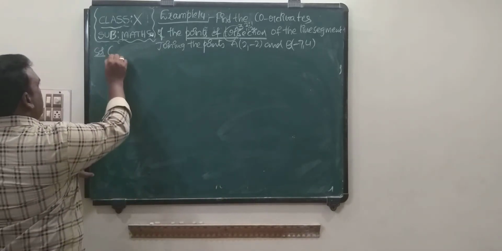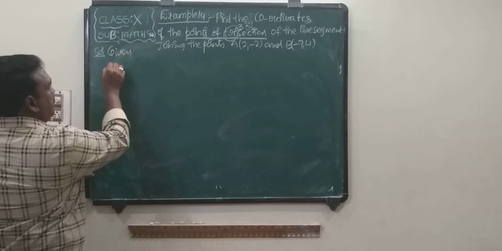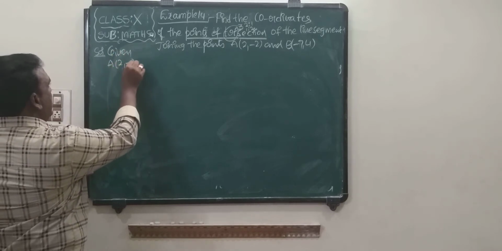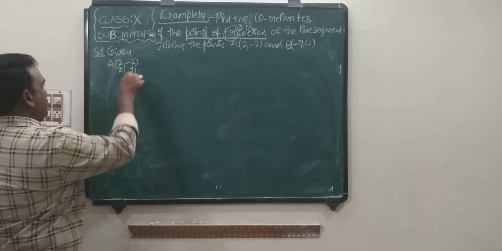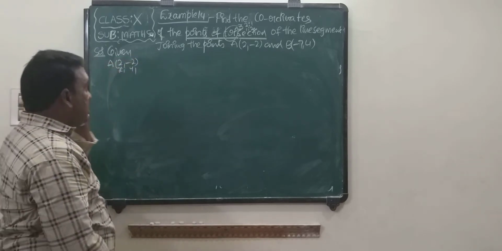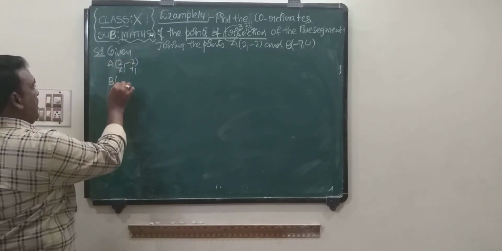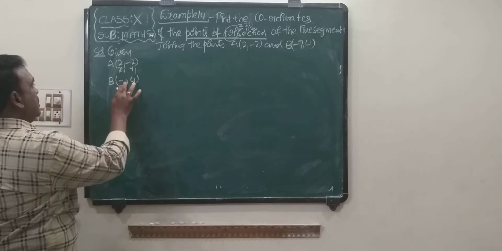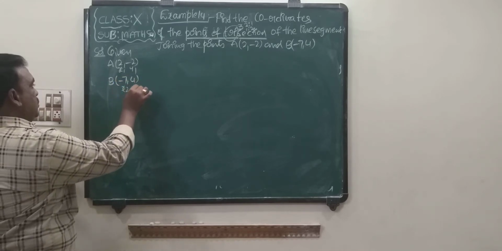So write what is given. Given: A(2, -2), let it be x1, y1. Name the second point as B(-7, 4), let it be x2, y2.